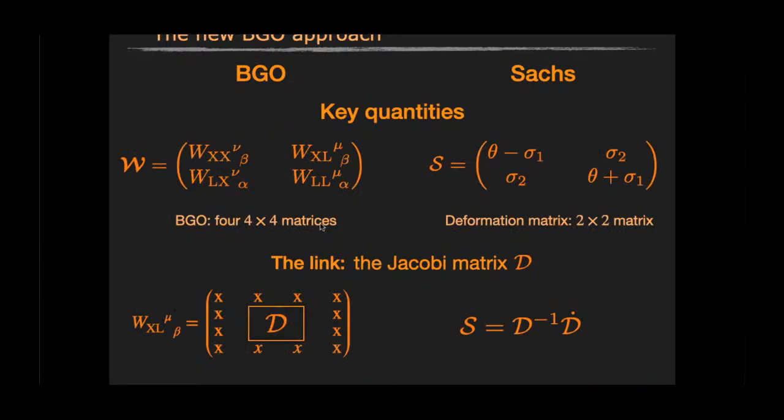The W map is composed of four-dimensional operators that we call bilocal geodesic operators, or BGO in short. From a direct comparison with the Sachs deformation matrix, we can see that the BGOs have a richer structure, in the sense that they encode additional effects. To give you an intuition of the link between the BGO formalism and the Sachs formalism, it is possible to show that the Jacobi matrix is the 2 times 2 subpart of this WXL operator.